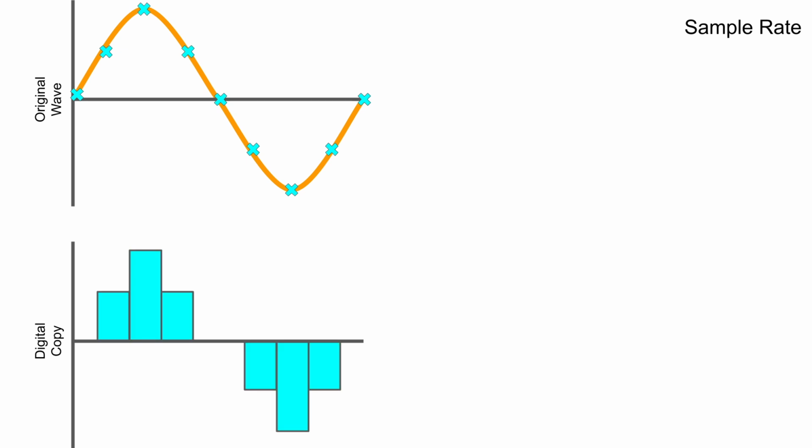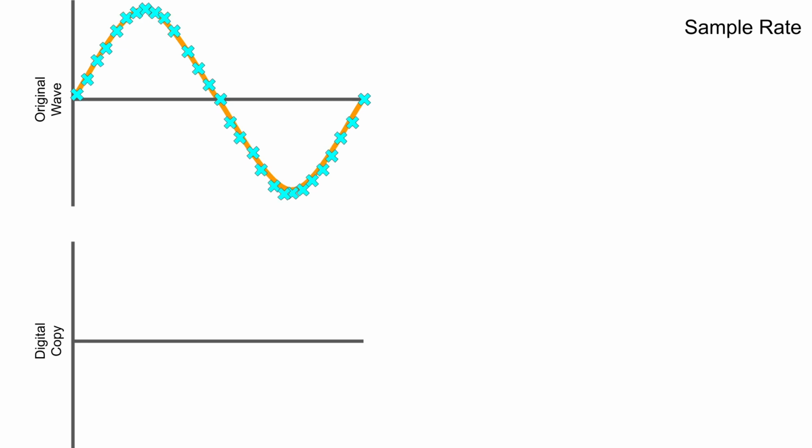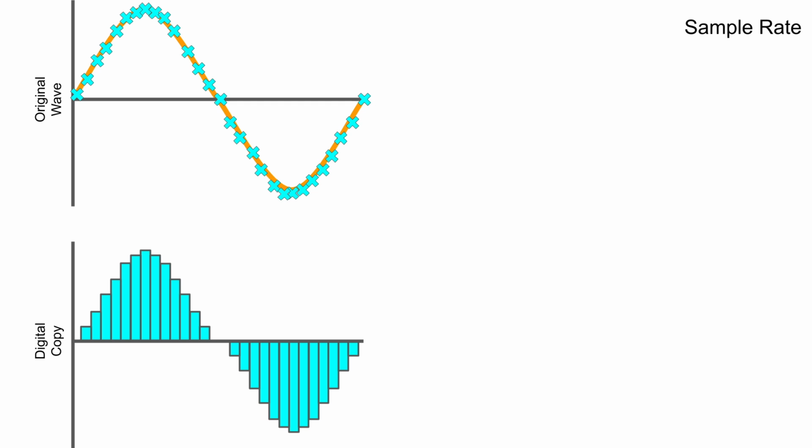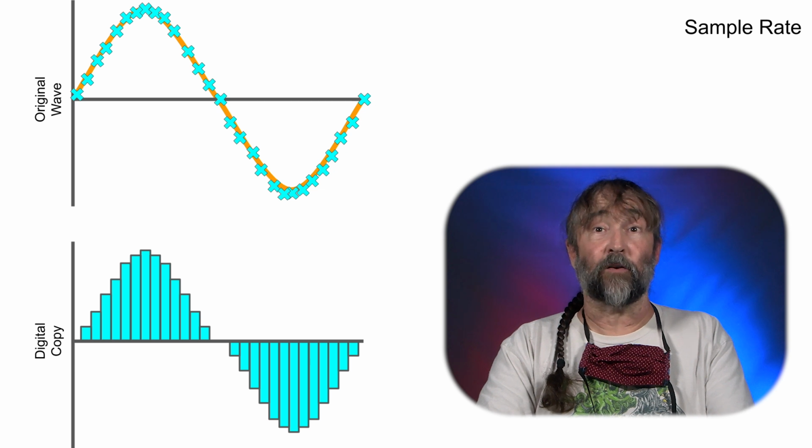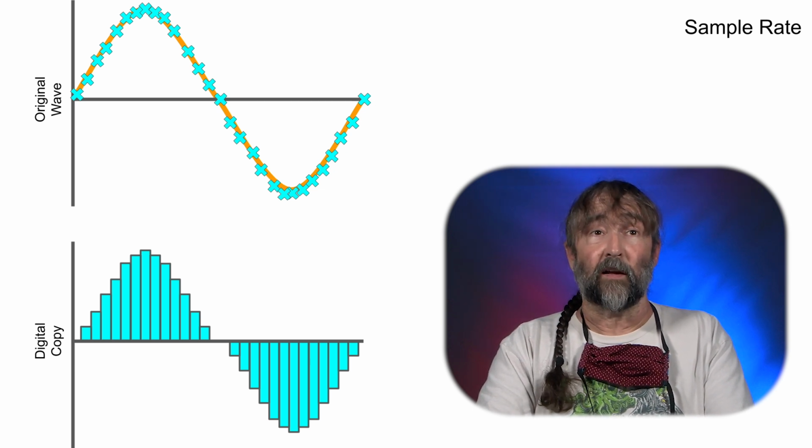Okay, now we can kind of see the shape starting to emerge. Let's try this again. Let's measure it 29 times. Now we're starting to get somewhere. This series of measurements is beginning to have the same shape as the wave did originally. So you can see that the more measurements we take, the more accurate our digital representation is going to be. It's never going to be completely perfect, but it can be awfully close.